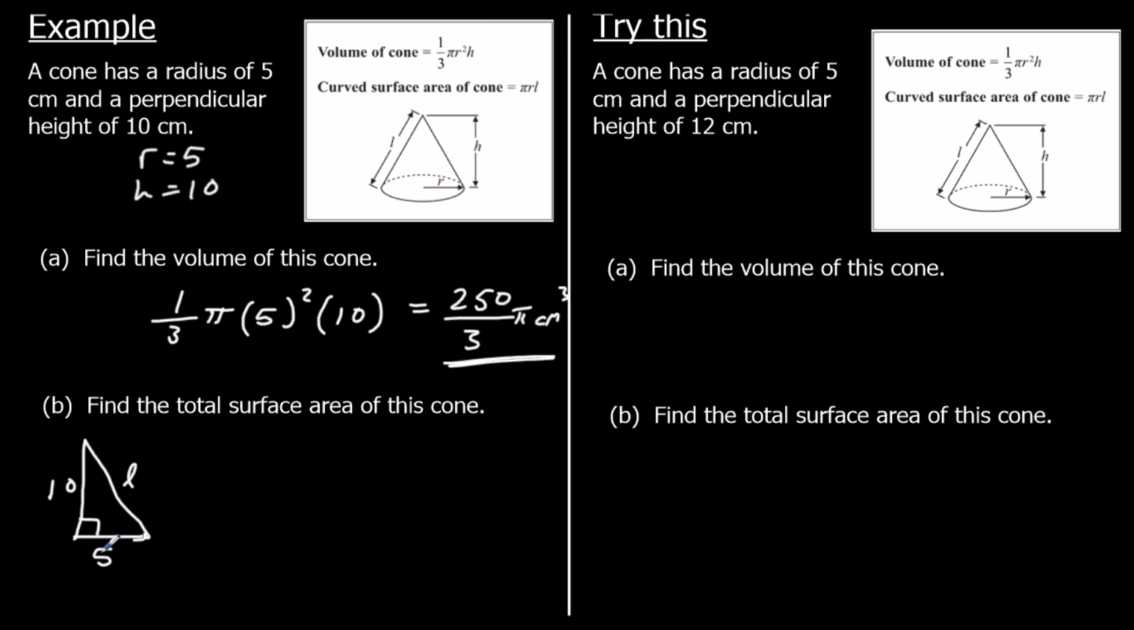And that says that 5 squared plus 10 squared equals L squared. So the two shorter sides squared added up equal the longer side squared. 5 squared plus 10 squared equals L squared. And 5 squared is 25. 10 squared is 100. So we've got 125 equals L squared. So L is going to be the square root of 125.